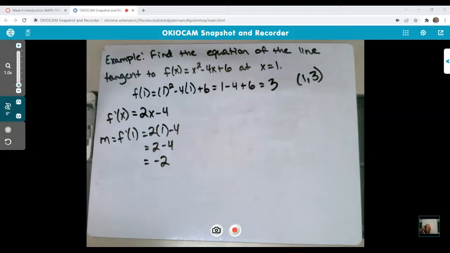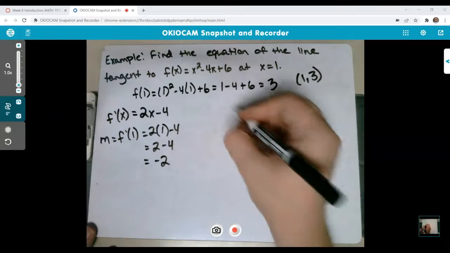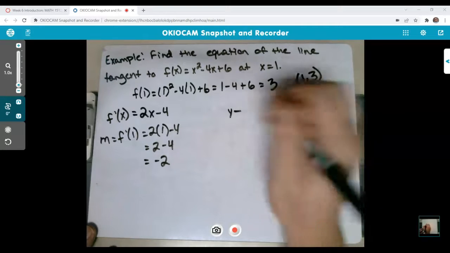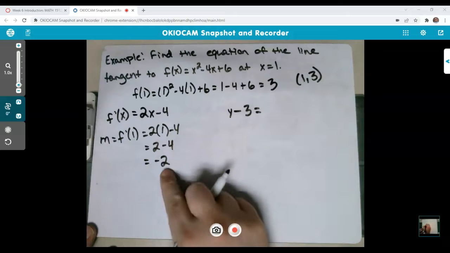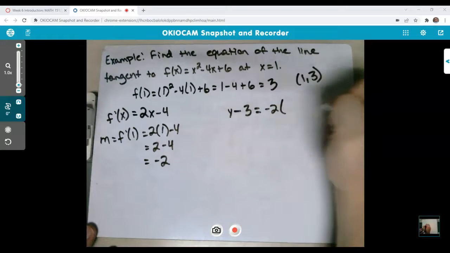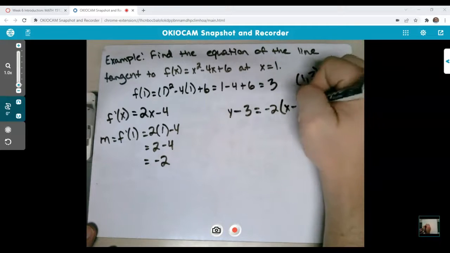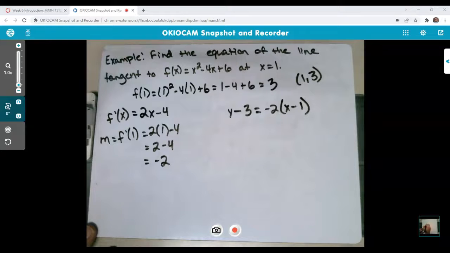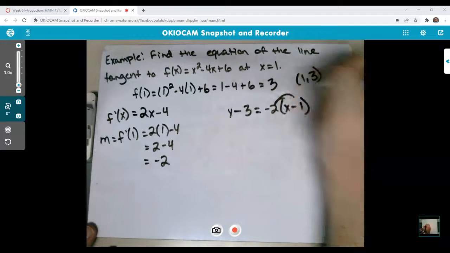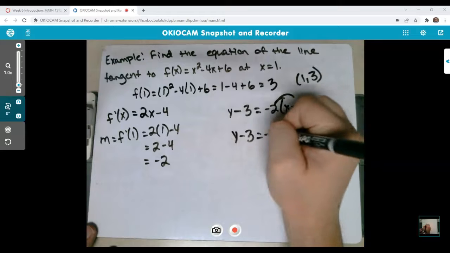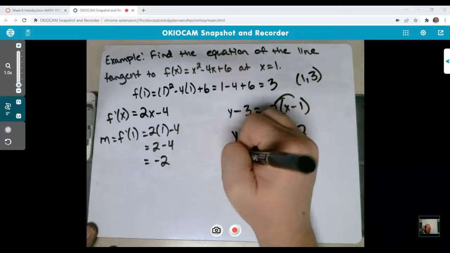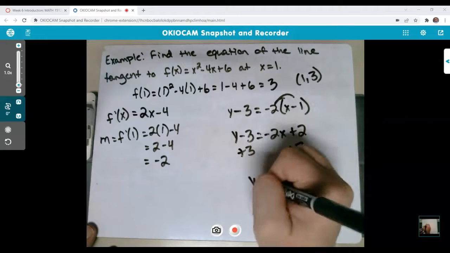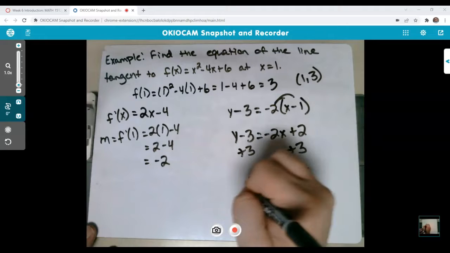So I'm going to put this into point slope form. Remember we reviewed this in section 3.1. Point slope form is y minus the y that I know, which is 3, equals our slope, which we just said is negative 2, times x minus the x, which is 1. Now I just solve this for the y. Distribute the negative 2. y minus 3 equals negative 2x plus 2, and then add 3. So y equals negative 2x plus 5.